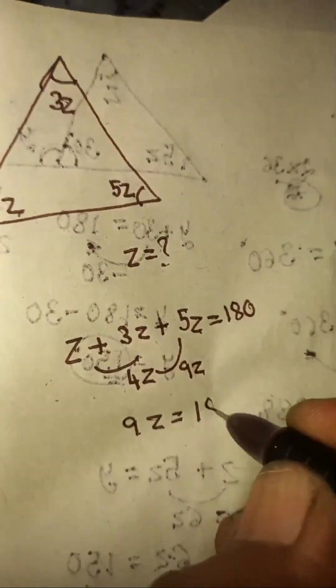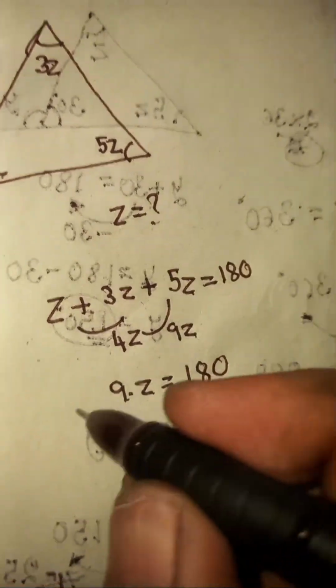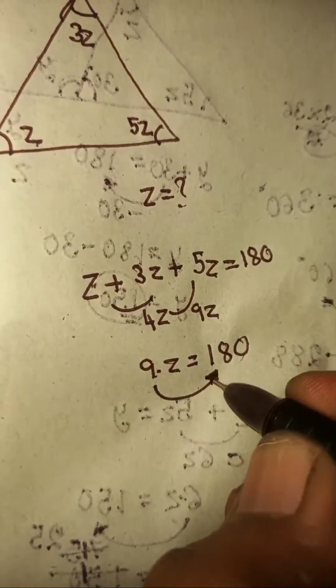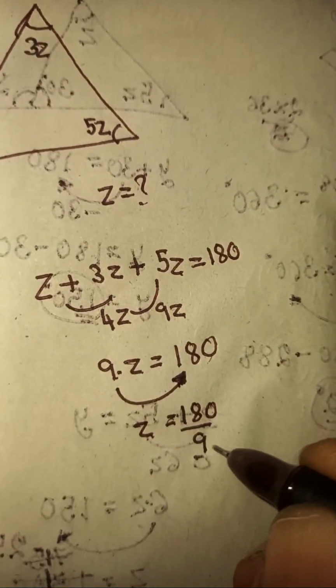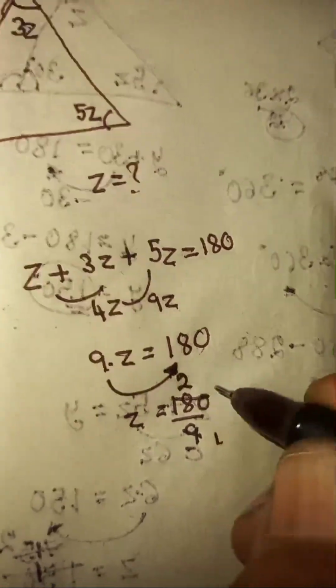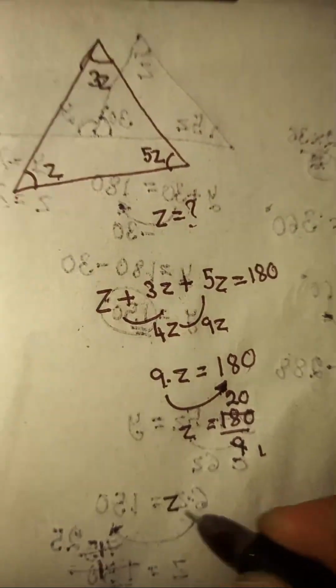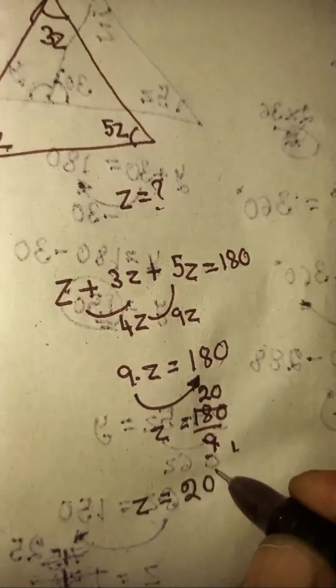9z equal to 180 degrees, and 9 comes below in the denominator. z equal to 180 by 9. You can divide: 9 ones are 9, 9 twos are 18, 0 comes with it. The z value is 20 degrees.